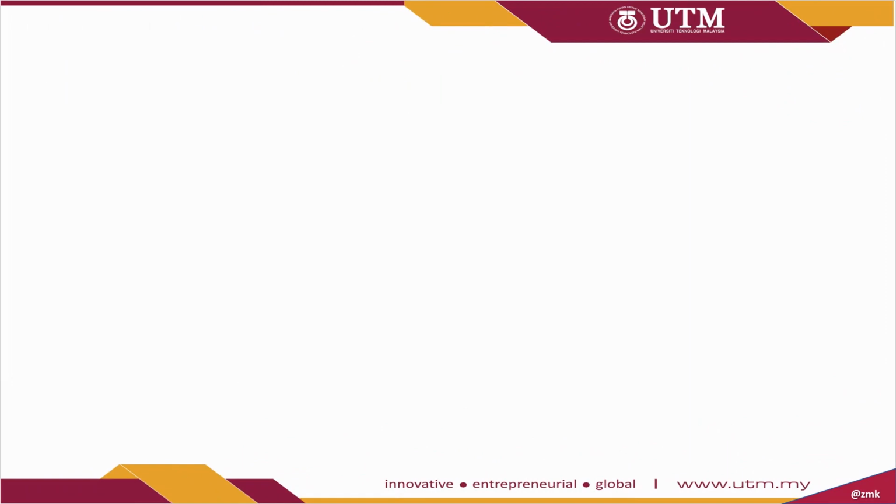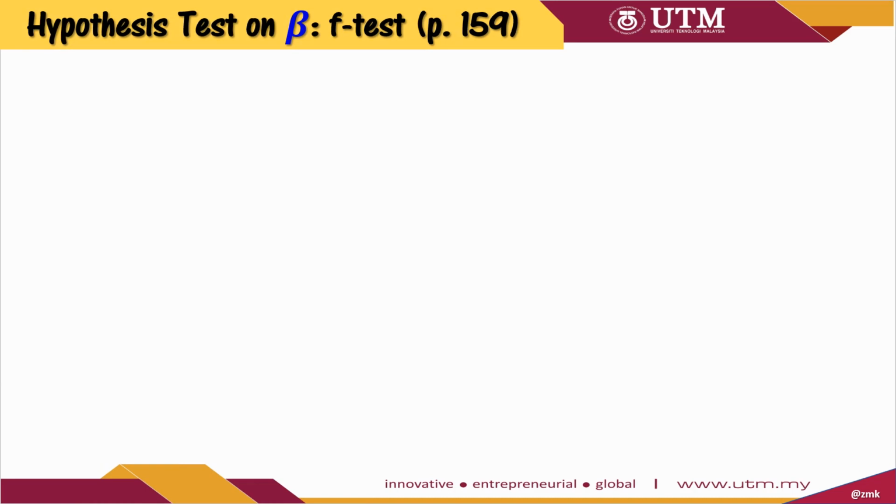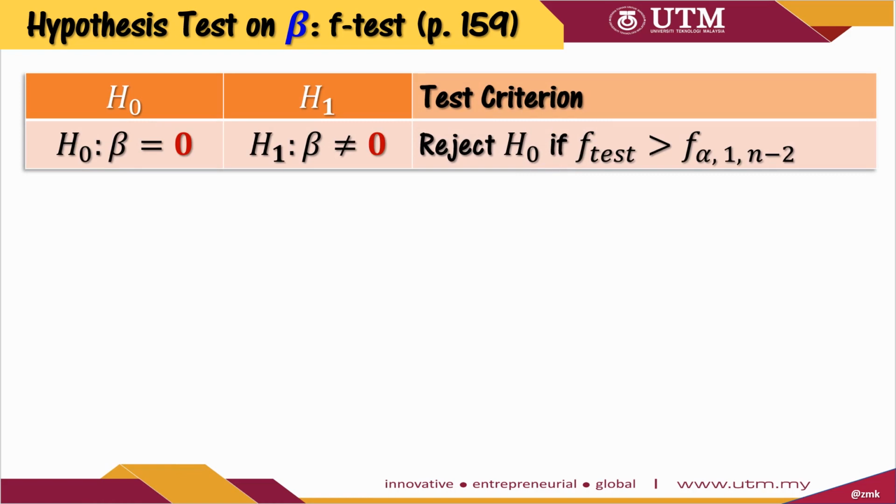Another approach on testing the slope parameter beta is to use an F-test approach, which is explained in Statistics for Engineers textbook, page 159. When you use a t-test approach, remember you can perform only one of three tests, either a two-sided, a right-sided, or a left-sided alternative hypothesis test. However, when you use an F-test approach, you can only have one option, that is to use a two-sided test only, where the value of beta under H0 is 0, whereas under H1, beta is not 0.